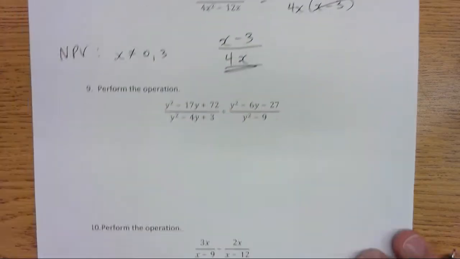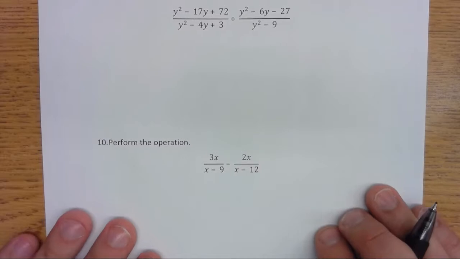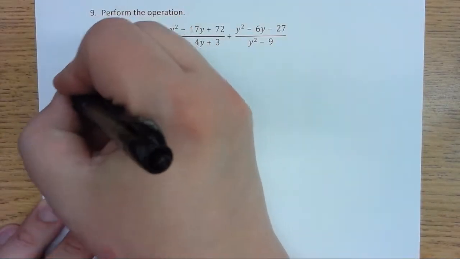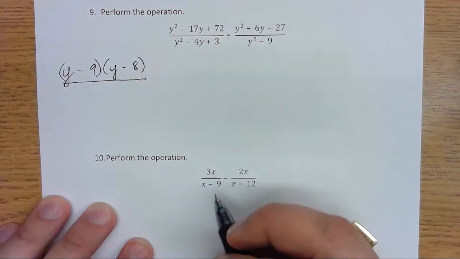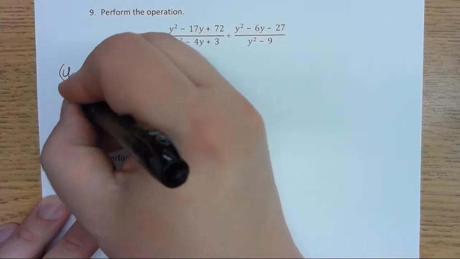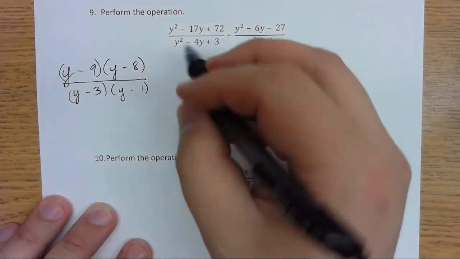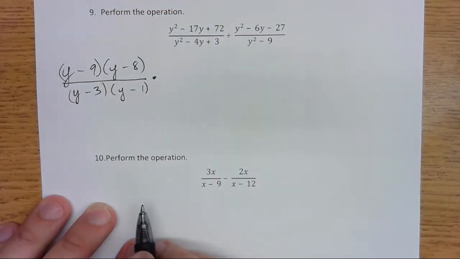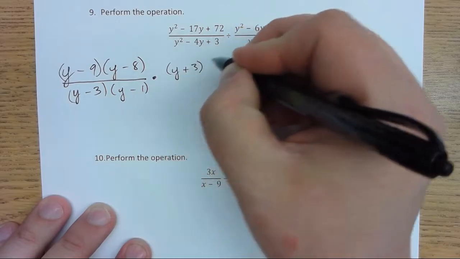All right, perform the following operation. Okay, well, again, the way to start this is to factor everything. So I'm going to start by factoring the top. The top is going to be y minus 9 times y minus 8 over, and the bottom factors to y minus 3 times y minus 1. I know that dividing is the same thing as multiplying the reciprocal, so I'm just going to flip this over as I factor it. And y squared minus 9, that's a difference of squares, so that's going to make conjugate pairs.